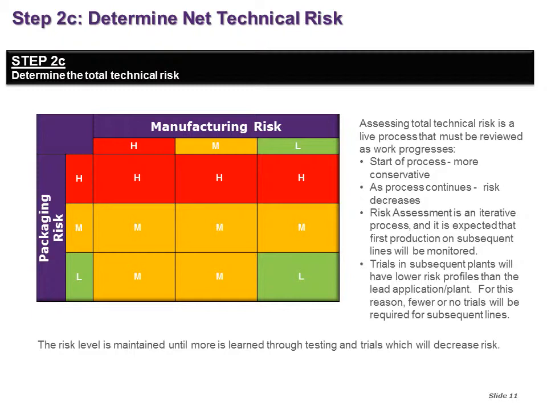Step 2C. Net technical risk. As you have determined the packaging and the manufacturing risk, you are ready to combine them in order to define your net technical risk. To combine risk, you need to use this matrix on this page. Enter your packaging risk on the y-axis and your manufacturing risk on the x-axis, and you will find the box when they intersect. For example, high packaging risk combined with medium manufacturing risk will give you high net technical risk.